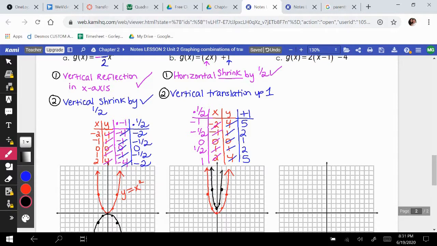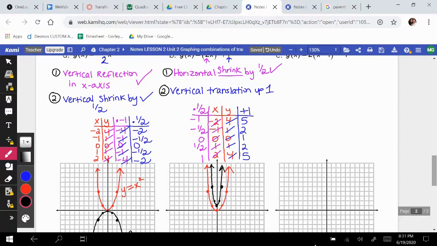Let's think if this makes sense or not. Horizontal shrink, if I take something and I squish it up horizontally, it should get more narrow. So that makes sense that it got more narrow. And it does look like the vertex, we shifted it up 1 unit. Okay, so that looks good.